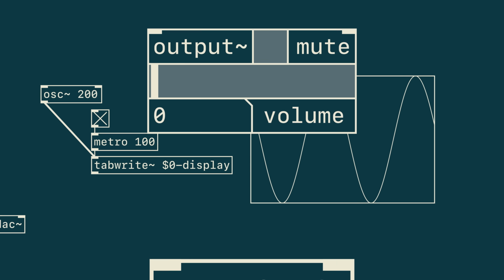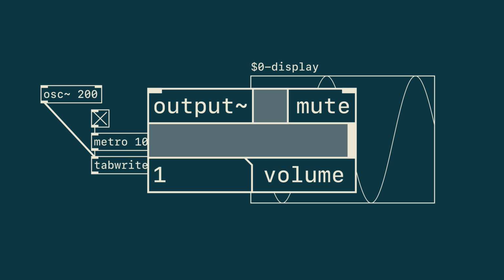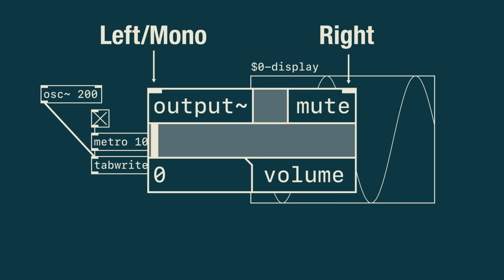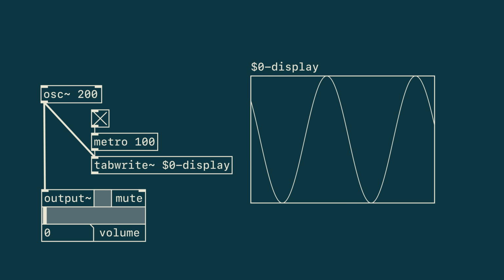I prefer output~ over dac~ because it has volume control built in. Why blow your ears out if you forget to use *~? Output~ only works in stereo, but that's fine for most of us. Just use dac~ if you have a weird audio setup. Now we can hear the wave.